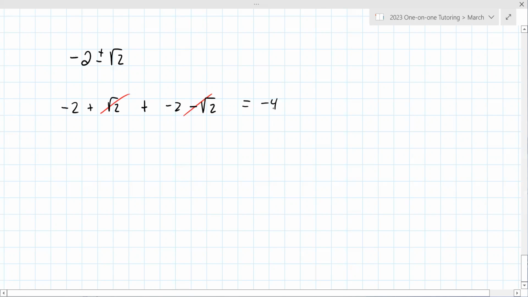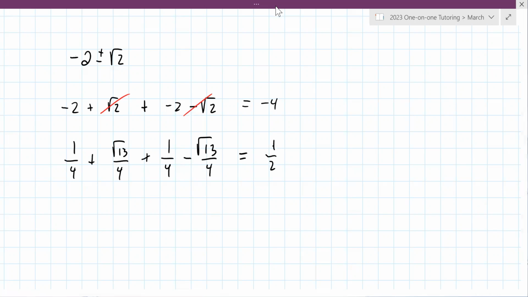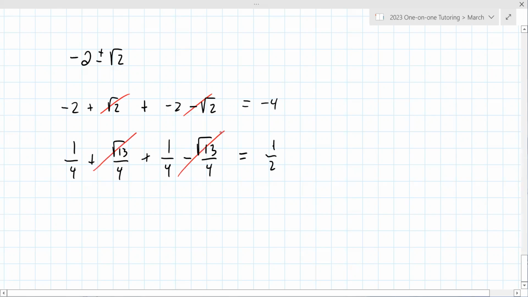Now we did a problem earlier where the answer was 1 over 4 plus square root of 13 over 4, and then 1 over 4 minus the square root of 13 over 4. What do these add up to? One half. Yeah, 1/2. And again, these cancel.